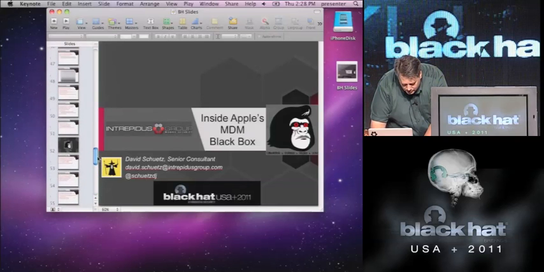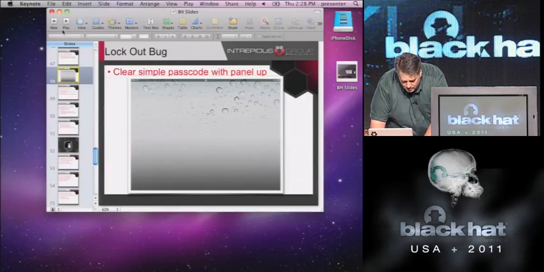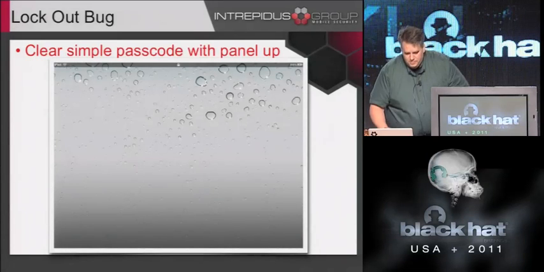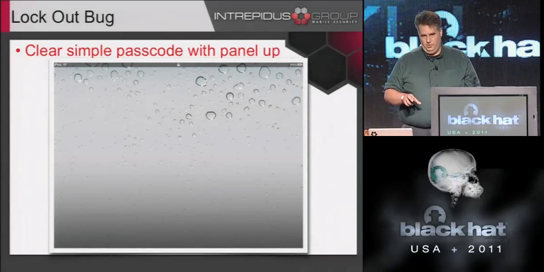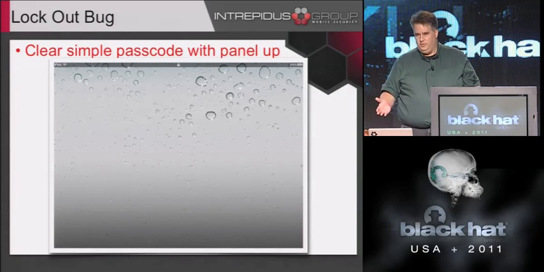Where is that picture? There it is. What happens is if you have a simple passcode, just a 4-digit number, and you fat fingered a bunch of times, and so you call up the help desk and say, I got to get in, and that panel is still up. If that panel is up when the clear passcode command is sent, something weird happens. If after the clear passcode command is processed, you type in just a random 4-digit number, doesn't matter what it is because there's no passcode, it lets you in.